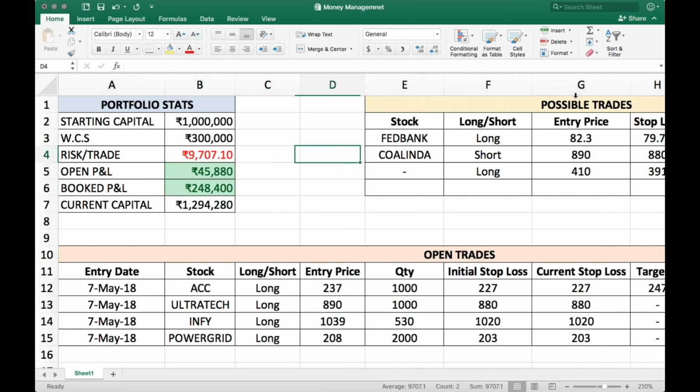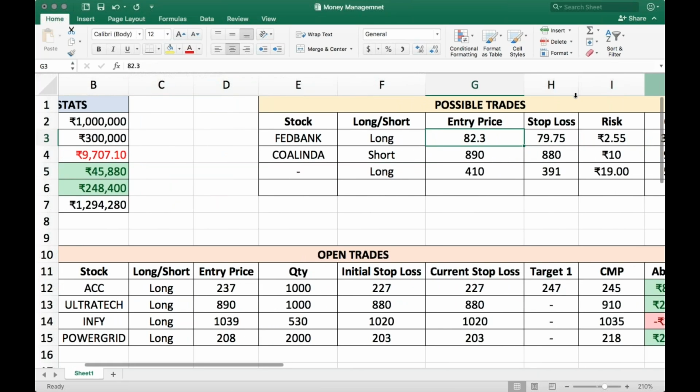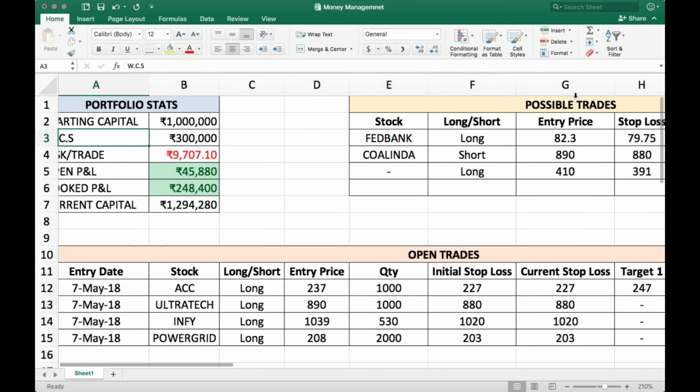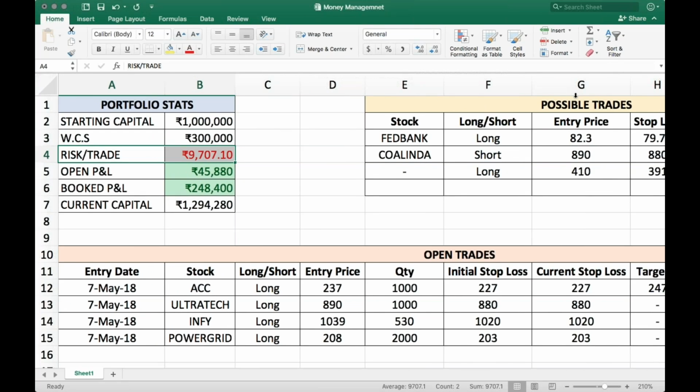It means if tomorrow you buy one share of Fed Bank at 82.3 and it comes down to 79.75, how much loss will you make? 2 rupees 55 paisa on one stock, one piece. This is the cell which defines how much risk you are going to take on one trade. Is it 5,000? Is it 50,000? Is it 20,000? How much?